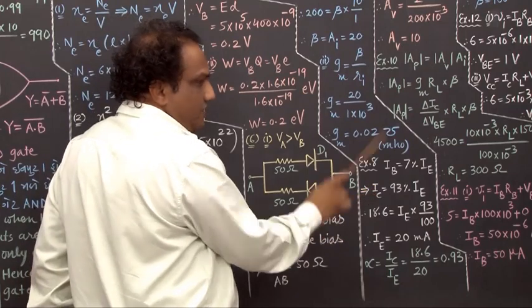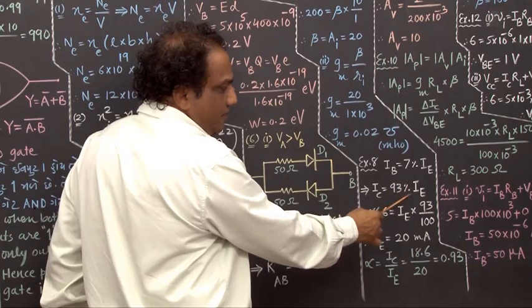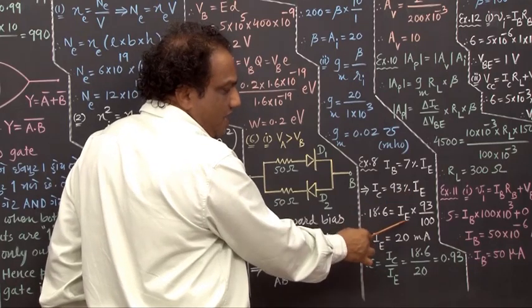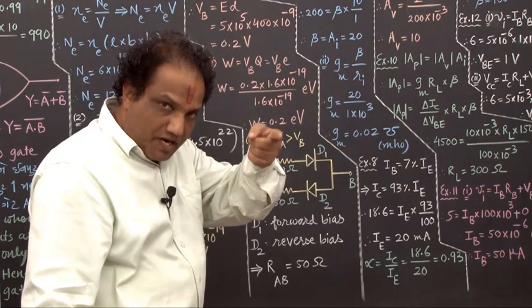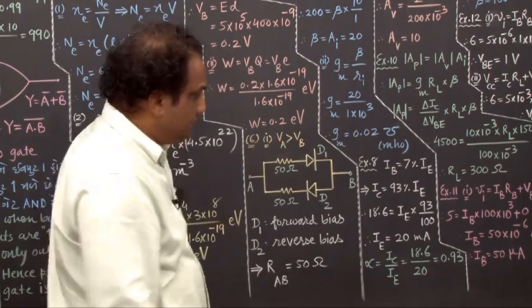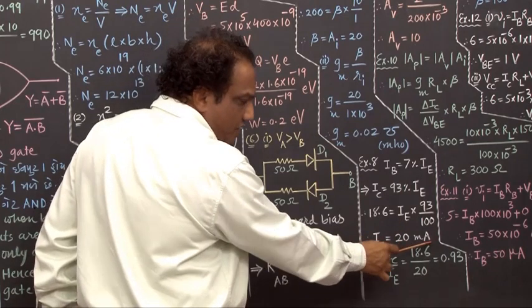Now this collector current they have given 18.6 milliampere. How would you find out 93% of IE? You should multiply IE by 93 and divide by 100. Multiply by 93, divide by 100. Come on. Find out IE from here, you will get 20 milliampere.